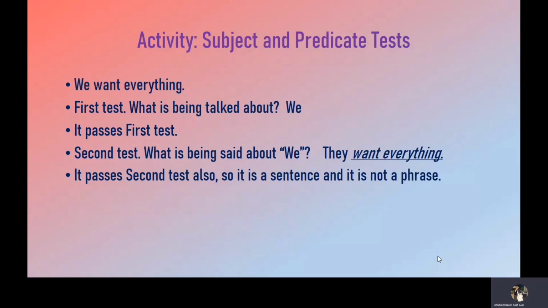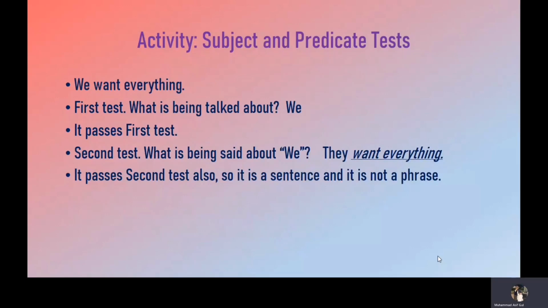Let us take another title. This is the title, We Want Everything. This is the title of another book. So let's apply our first test on it. What is being talked about? We have the answer: we, right? And then it means that it passes the first test. Let's see what happens in the second test. What is being said about we?